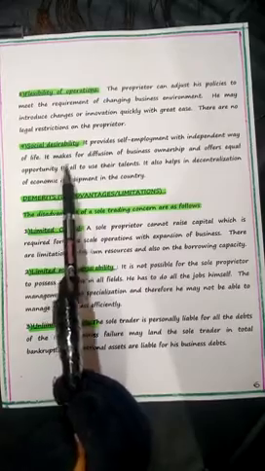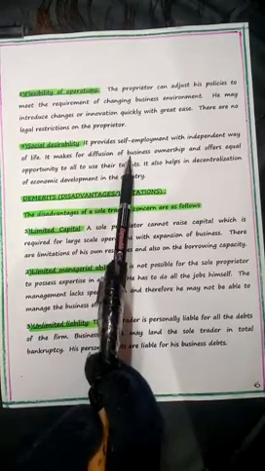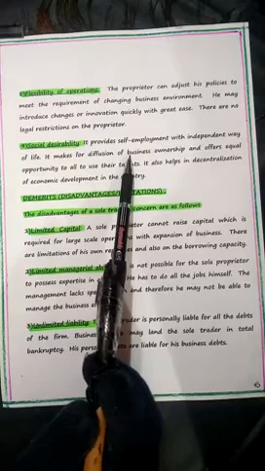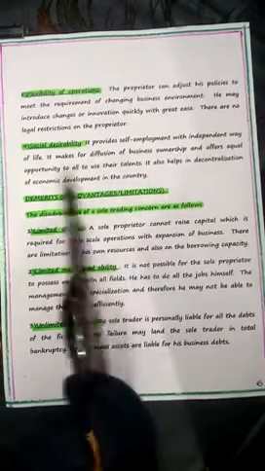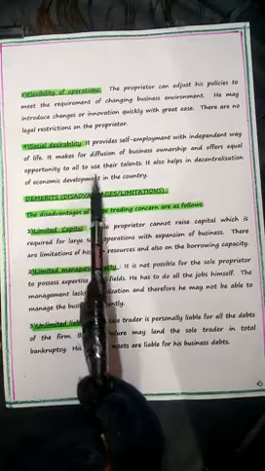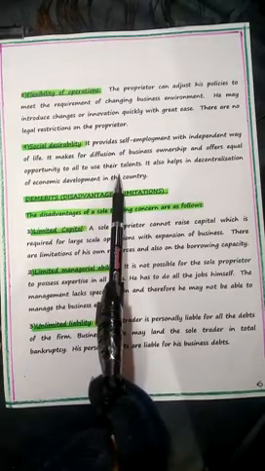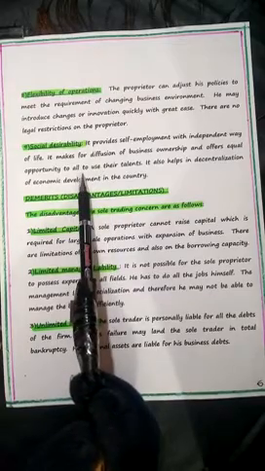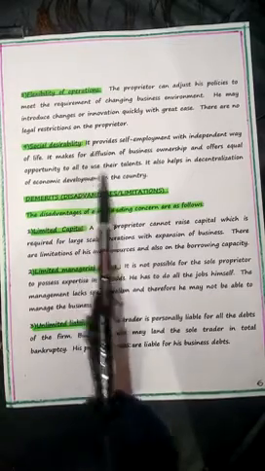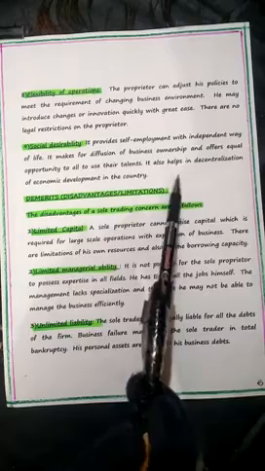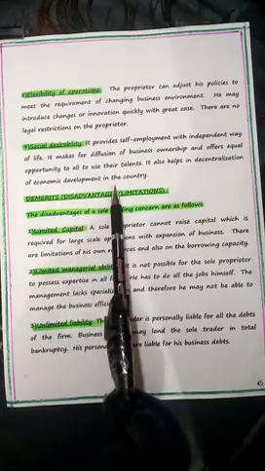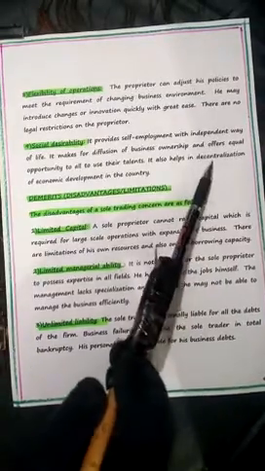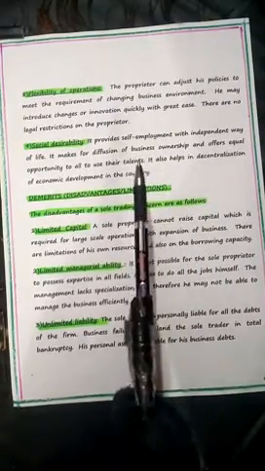Sole proprietorship makes for diffusion of business, decentralization, not concentrating. It avoids concentration of natural wealth, decentralization of business ownership, and offers equal opportunity to all to use their talents. So large scale employment is also given. What is the meaning of opportunity to all, children? It means large scale employment opportunities are also given. It also helps in decentralization of economic development of the country. Economy is getting decentralized. There is of course economic development in the country.